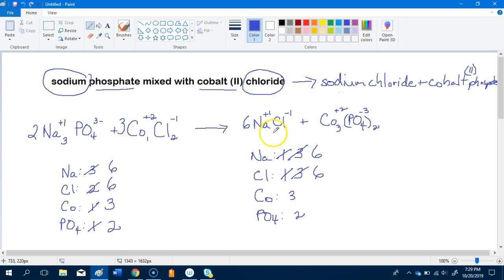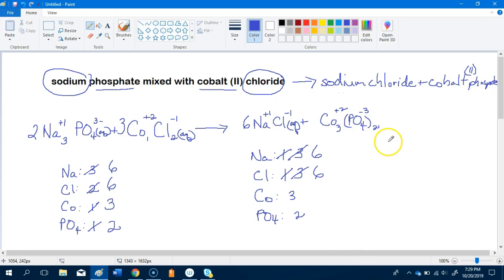The next thing I have to figure out is what my precipitates are. So both of these were aqueous, they were in solution. Then when they were combined, you see that their anions and cations switched. So sodium went with chlorine and cobalt went with phosphate. If we use the solubility rules in table 7.2, we see that sodium is mostly soluble, and with chlorine it's definitely soluble. So it stays as aqueous.